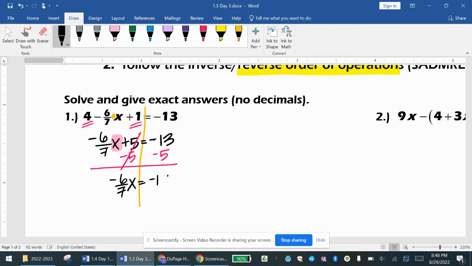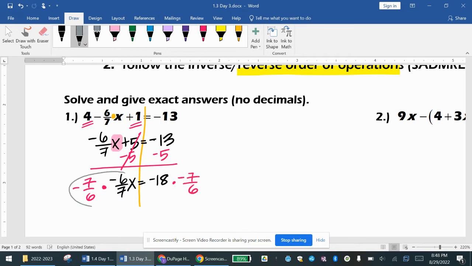Okay, now remember, this is a video, so you can pause, rewind, and stop at any time if you feel like it's going too quickly. All right, we've got -6/7, so we're going to flip that fraction and use its reciprocal, and we're going to do it to both sides.